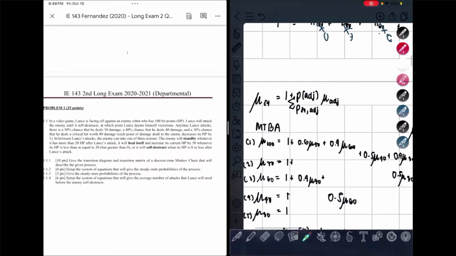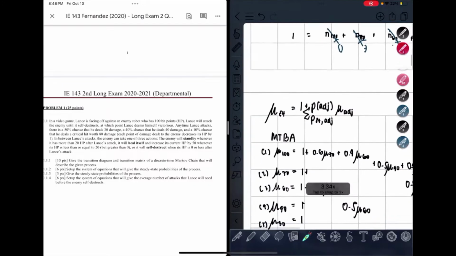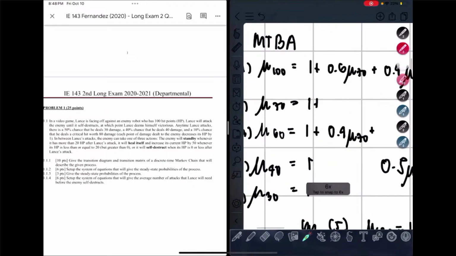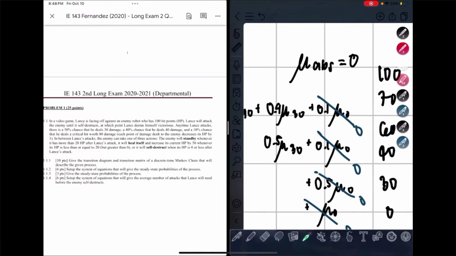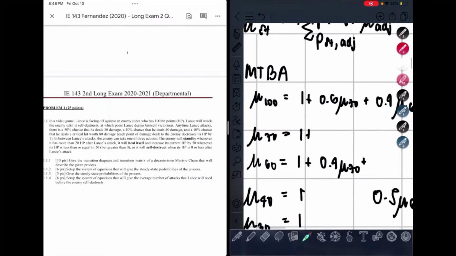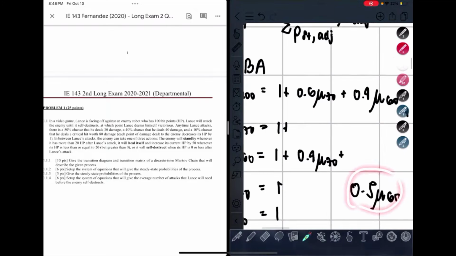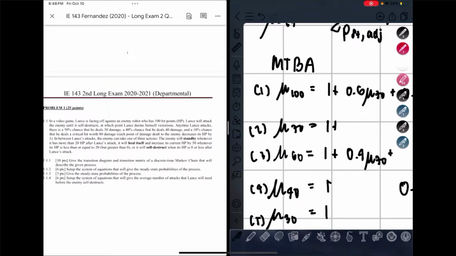0.5 chance each. So just represented as such. Mu40 is 1 plus 0.5 mu60 plus 0.5 mu0. This is cancelled out as 0 for the same reason. And then, yeah, 0.5 mu60, 1 plus dapat.